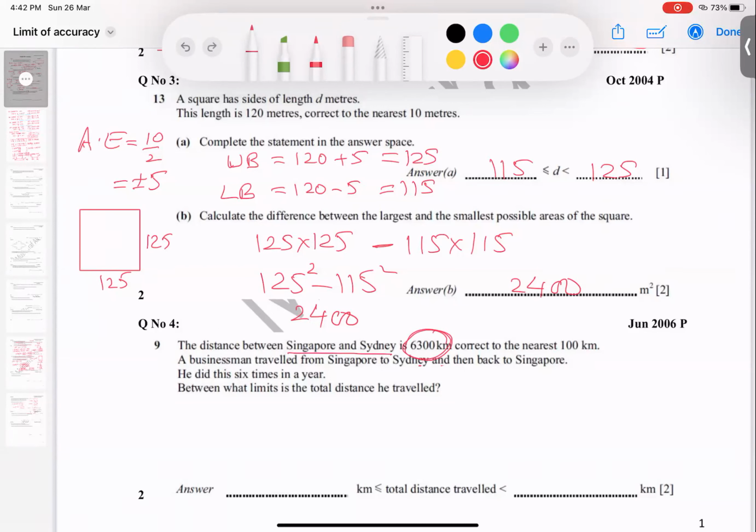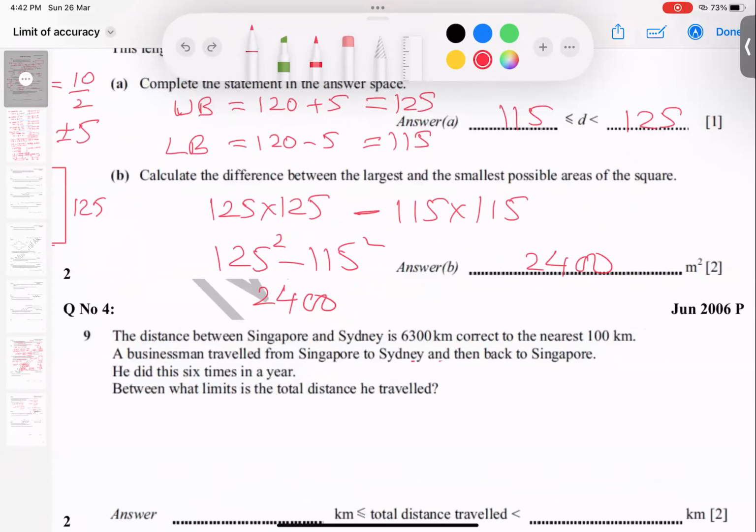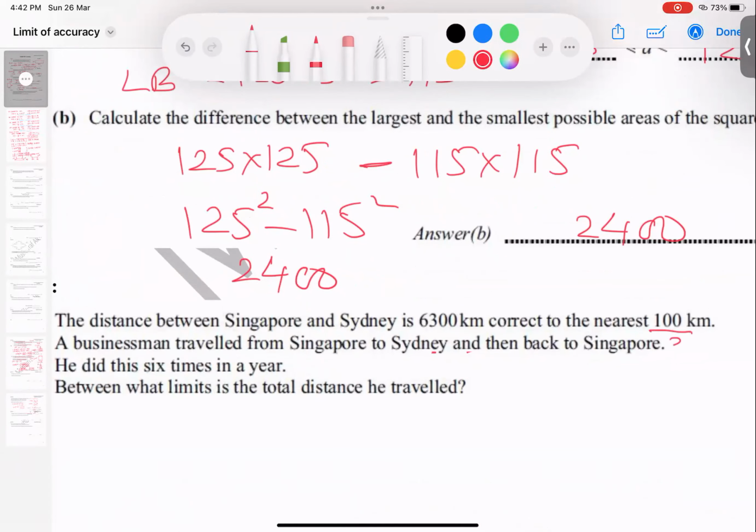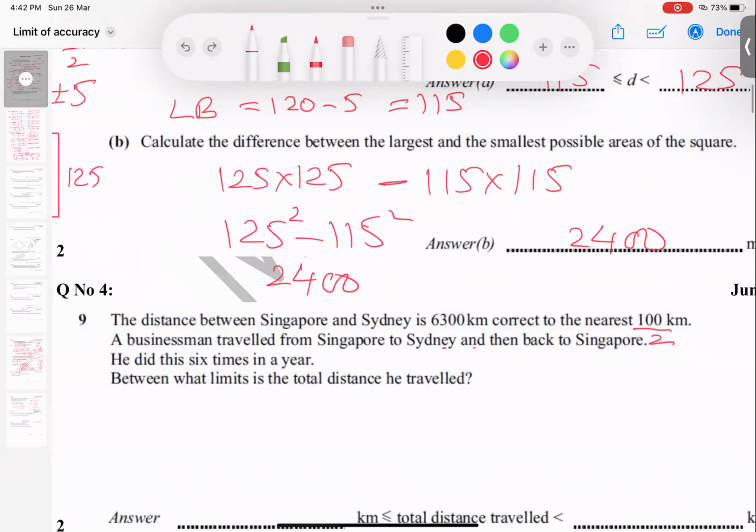Because we are not sure how much the distance is, we assume 100 kilometers, and you know it very well, students. You divide by 2, and whatever answer you get, you add one time for the upper bound and subtract one time for the lower bound. And then what is the problem in this question? He said that he goes back.